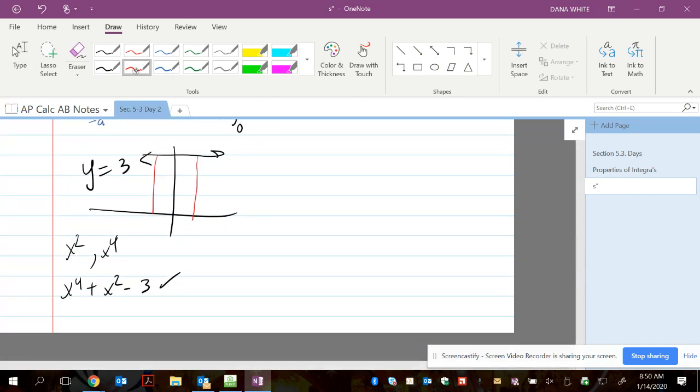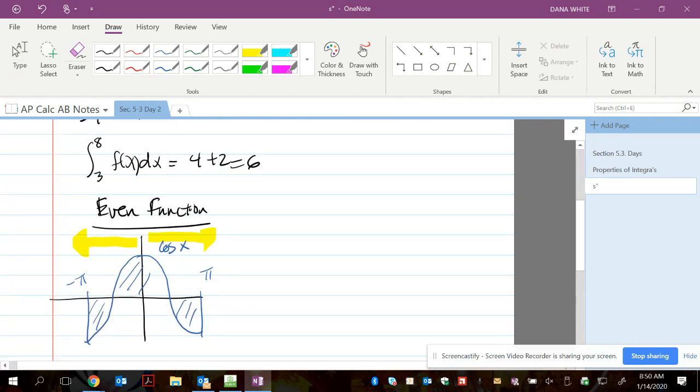So for 3, am I going to just do this? So I'm going to do this integral. I'm going to do 2 integral from 0 to whatever a is of 3 dx. Is that going to be easy? Right? Okay. So even, it's just double it. And then there's odd ones. What if it's odd?